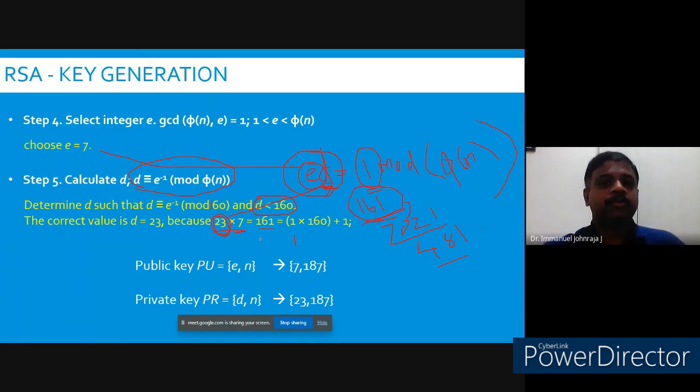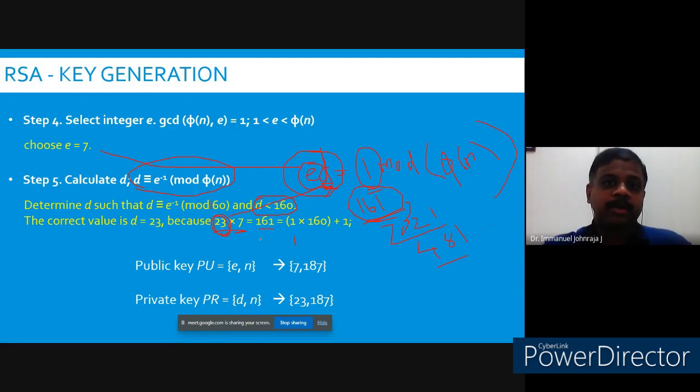Okay, so far what have we got in our hand? We have got P value, Q value. From P and Q you got N value, then P minus 1, Q minus 1, we got phi of N value, and then we have chosen another value called E, which is relatively prime with our phi of N, and then we calculated the D value such that ED is equal to 1 mod phi of N. It is a multiplicative inverse. And we also have calculated the value of D as 23 in our example.